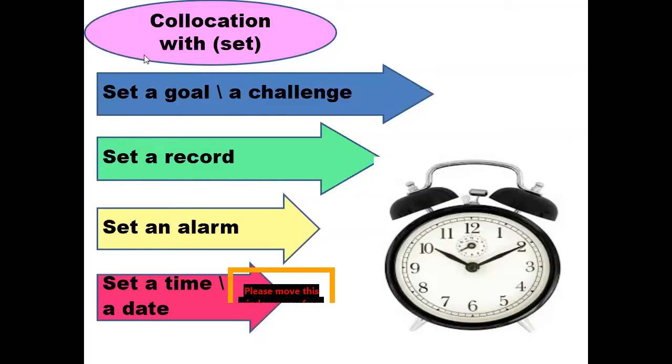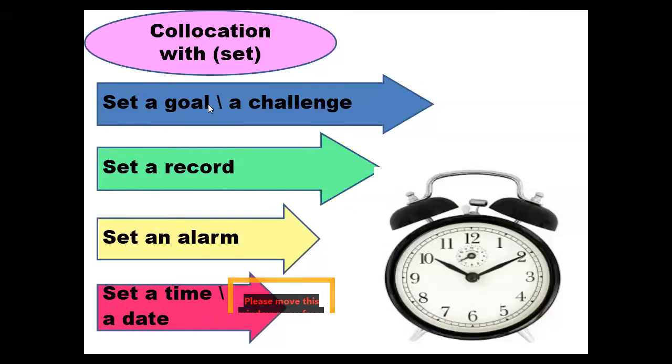So we are talking now about collocations with set. Words come with the verb set. They give meaning, like set a goal or set a challenge, set a record, set an alarm, set a time or date. All of these words give the meaning with the verb set.